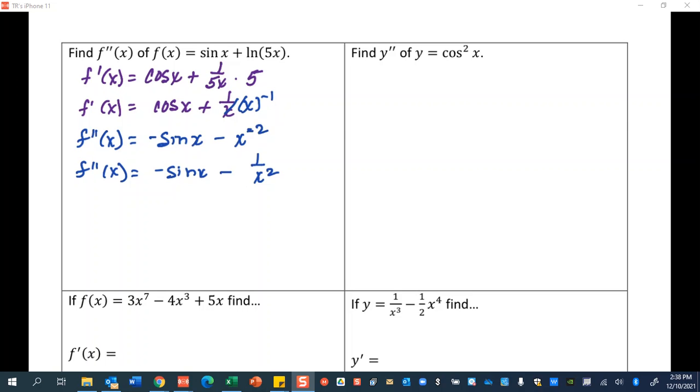The only thing that you could maybe do is if you wanted to factor out a -1 and make it positive sine of x plus. It doesn't seem like it would be worth our while.